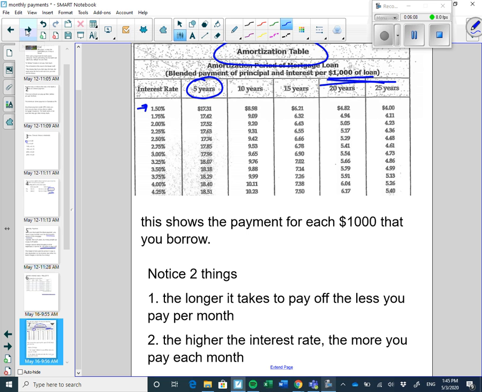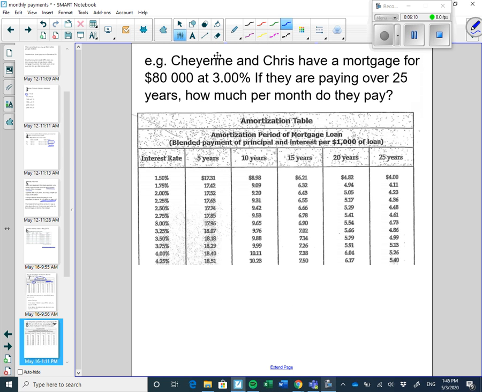So let's do a few examples here. Cheyenne and Chris have a mortgage for $80,000, 3%. They're paying over 25 years. How much per month do they pay? And I gotta put my smartboard down so I can write out here.